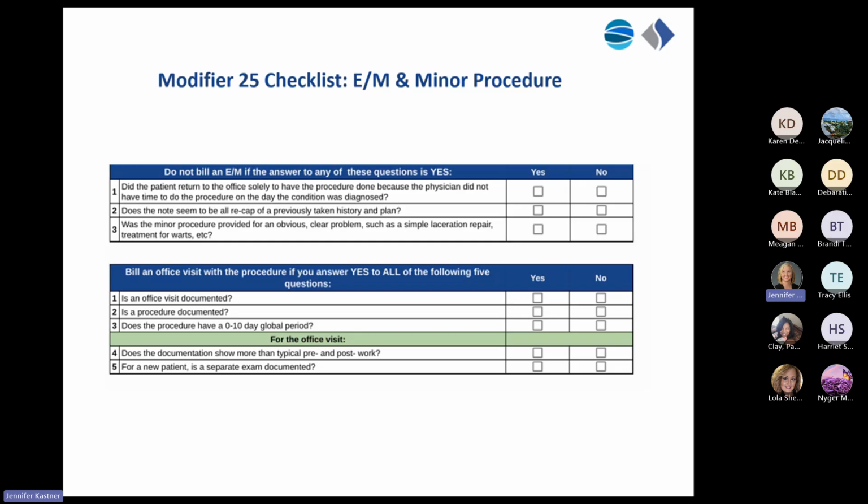Going back to that slide from CPT Assistant, that's what it's referring to. Again, all of those services are inclusive to the procedure, so we don't want to count those toward an E&M. And then the last one, for a new patient: is a separate exam documented? If you answered yes to all of the last set of questions, then you can bill a problem E&M visit with a procedure.